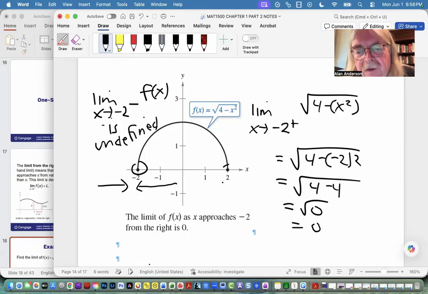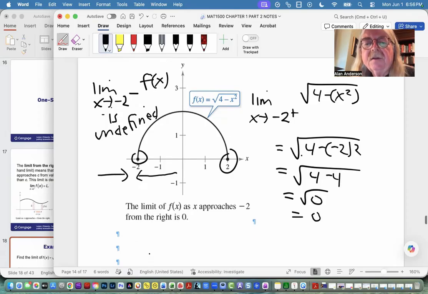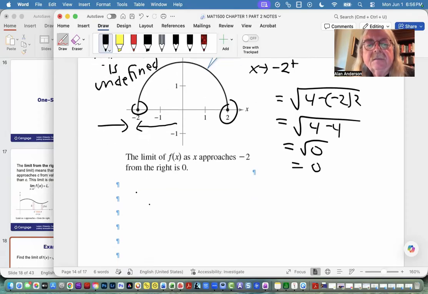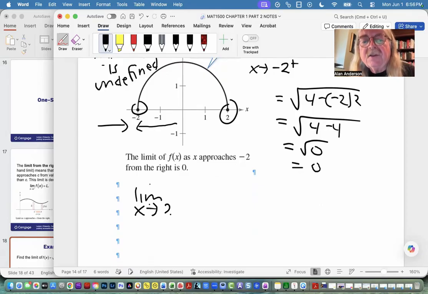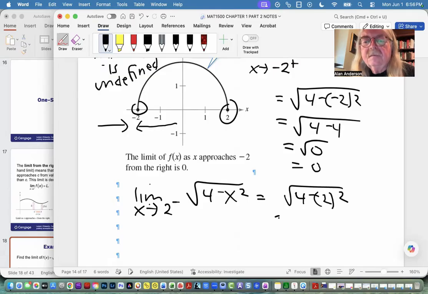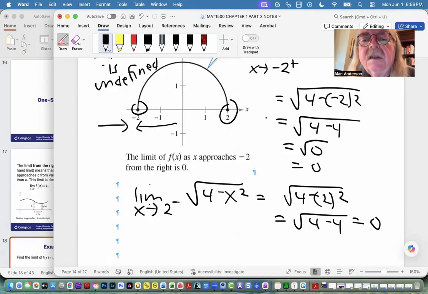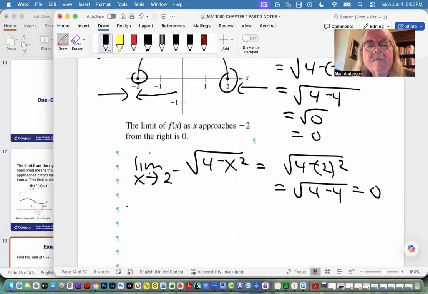And similarly over here, we could find the limit as x approaches 2 from the left, +2 that is, with direct substitution. And it's obviously zero, but now because these values are not in the domain, I can't come from the right.